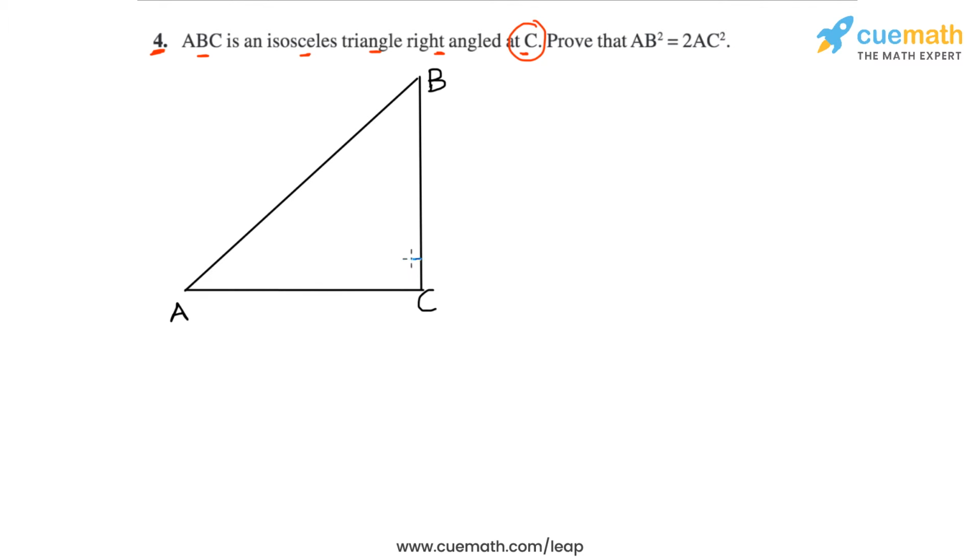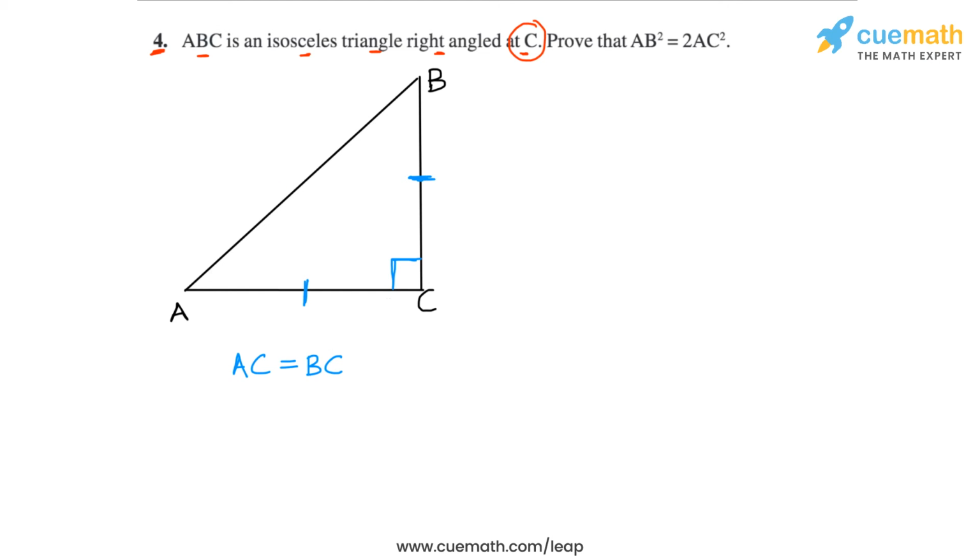Okay, so this angle here is 90 degrees, the angle at the vertex C, and also the triangle is isosceles, which means that the two sides which are not the hypotenuse will be equal. So AC and BC will be equal. This is the only possibility because the hypotenuse can't be equal to any of the other two sides. So AC and BC must be equal. Okay, let's write this fact. AC is equal to BC.